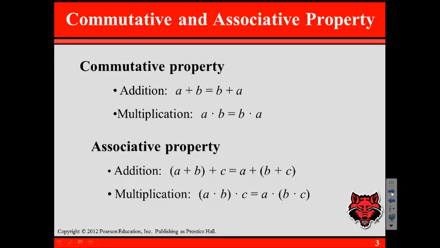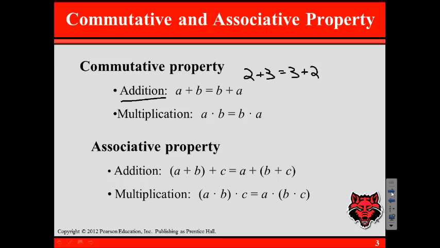The commutative property says that when we have addition, it doesn't matter the order in which we add the numbers. You can add the first number plus the second number, or the second number plus the first number. For example, 2 plus 3 is the same thing as 3 plus 2. And we know that to be true. 2 plus 3 equals 5, 3 plus 2 equals 5. The same is true for multiplication. When we multiply two numbers, it does not matter the order in which we multiply.